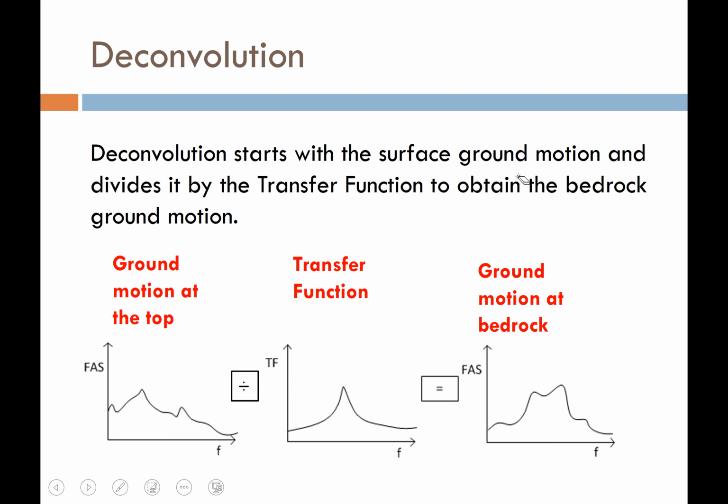So deconvolution, in terms of what's going on in the frequency domain, we're working backwards. This time we're starting with a ground motion at the top of the soil. We're computing our transfer function, and instead of multiplying by our transfer function, we're dividing by it. So when we divide by the transfer function, ideally we're going to get the Fourier spectrum at the bottom of our soil profile, which would represent the rock motion. And then we can apply that motion theoretically as an input motion for another site that has similar rock properties.